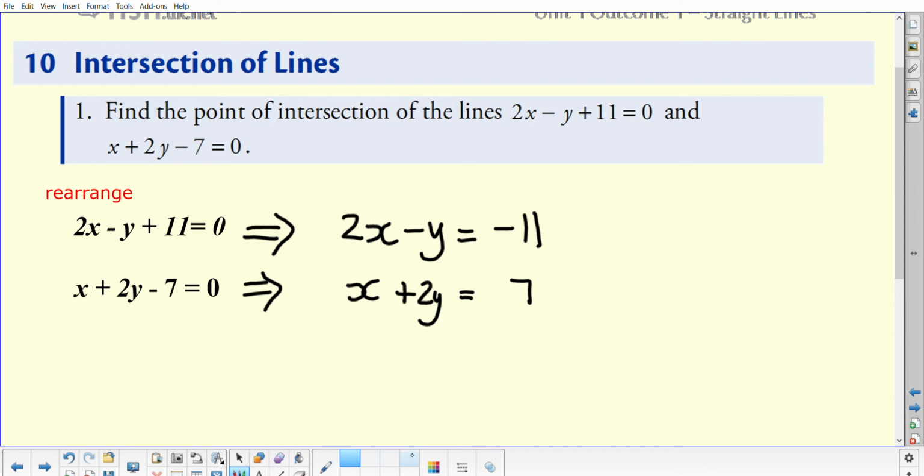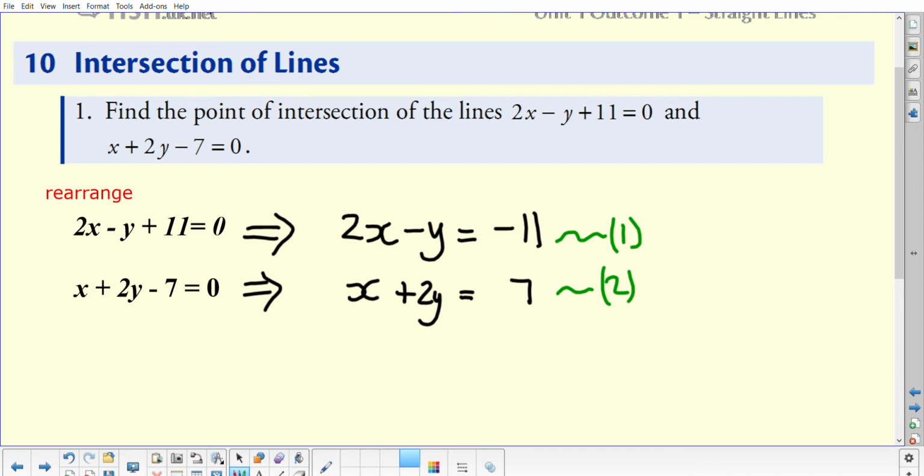And then I would be looking to number these equations. So numbering, this would be equation 1, this would be equation 2. Now in this instance, neither the x's nor the y's are matching up in terms of their numbers. So recall that that is something that we need to be able to do. So we either have to get the numbers in front of the x to be the same, or the numbers in front of the y term to be the same.